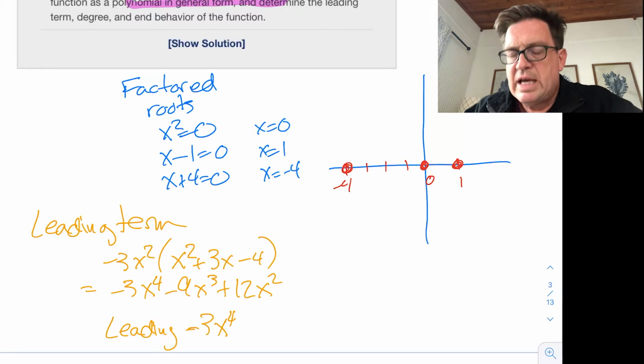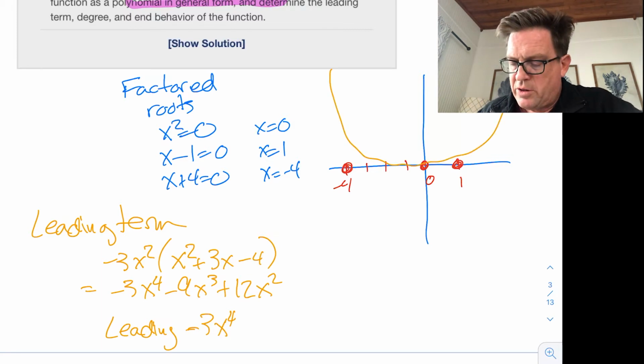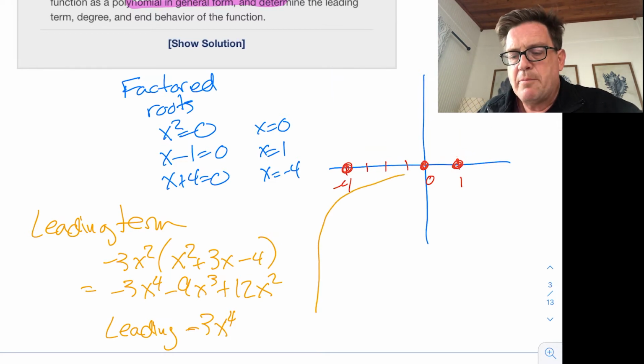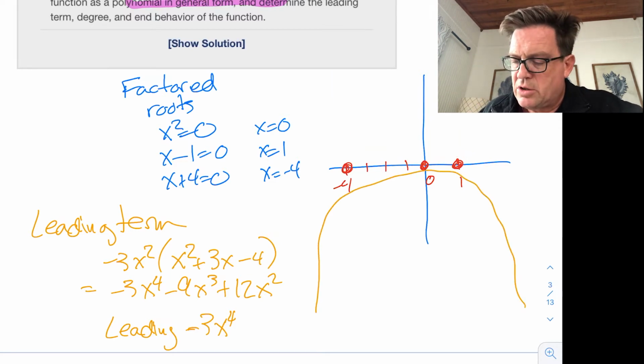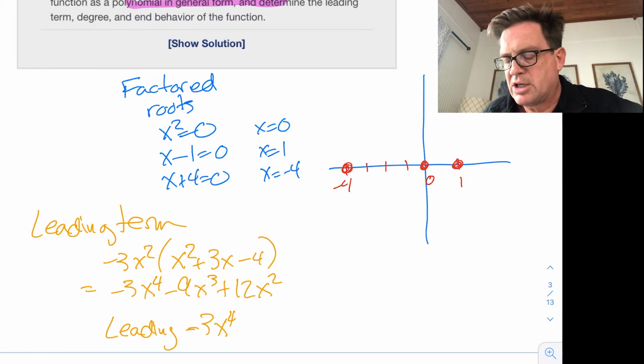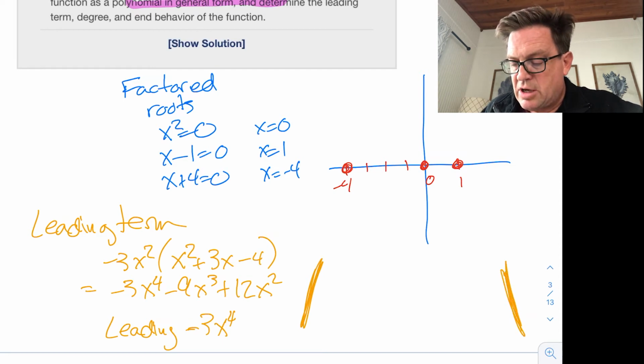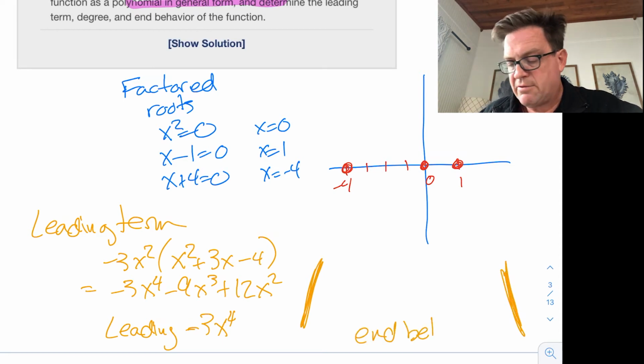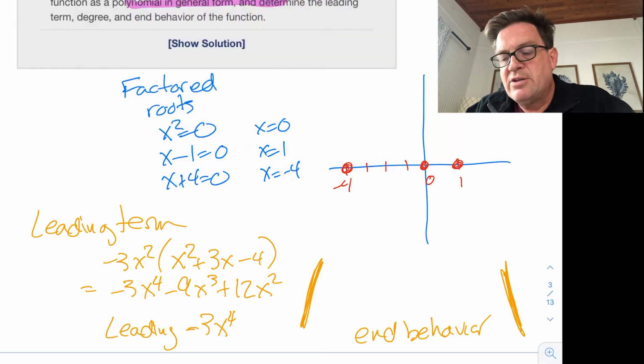And minus 3x to the fourth, x to the fourth is a graph that looks like that, right? Minus 3x to the fourth is going to look like that, upside down and flat. That's a terrible drawing, but pretend. The main thing is it starts off negative and it ends up negative. That's its end behavior. And then that allows you to kind of graph the function.